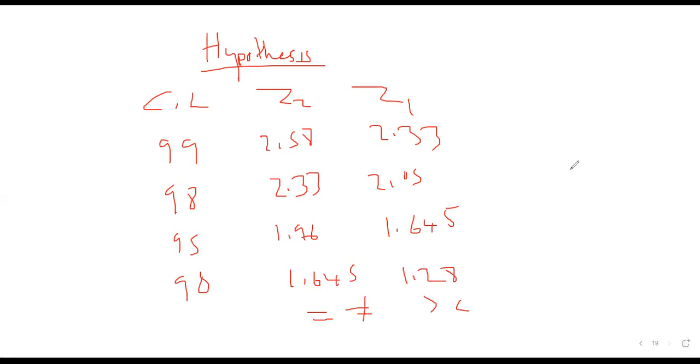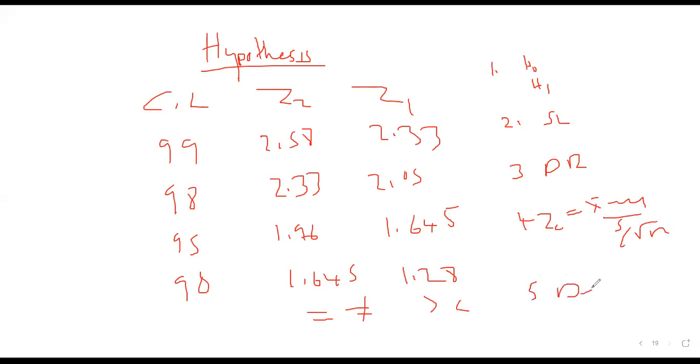So the steps for hypothesis testing: number 1, we state the hypotheses H0 and H1. Step 2, we set a significance level. Step 3, set the decision rule. Step 4, we calculate the Z, which is X bar minus mu over standard deviation over square root of n. And step 5, we state the decision or conclusion.